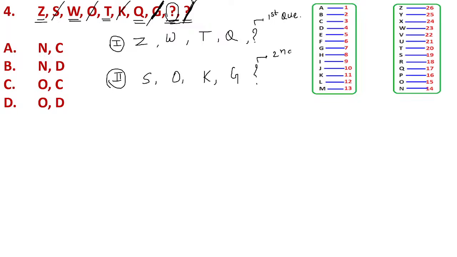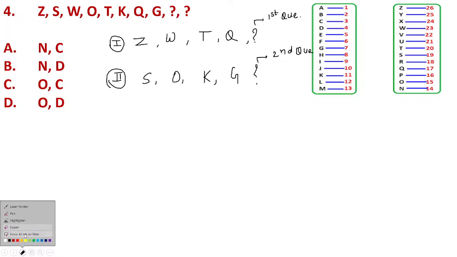First of all, tell me, have you got this? That I have formed two series over here. Basically, in almost 90 to 95% of the questions, this logic is applicable whenever there are two question marks given. Okay, so here, look at the pattern. Z, W is given, correct? Z and W. Now look here.